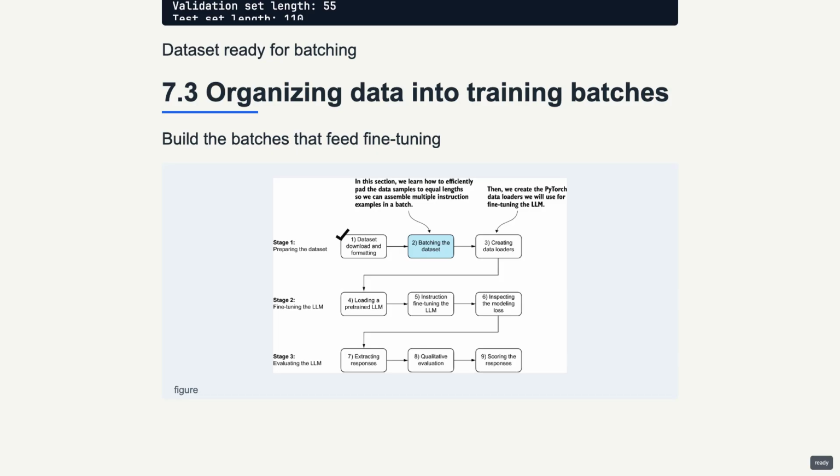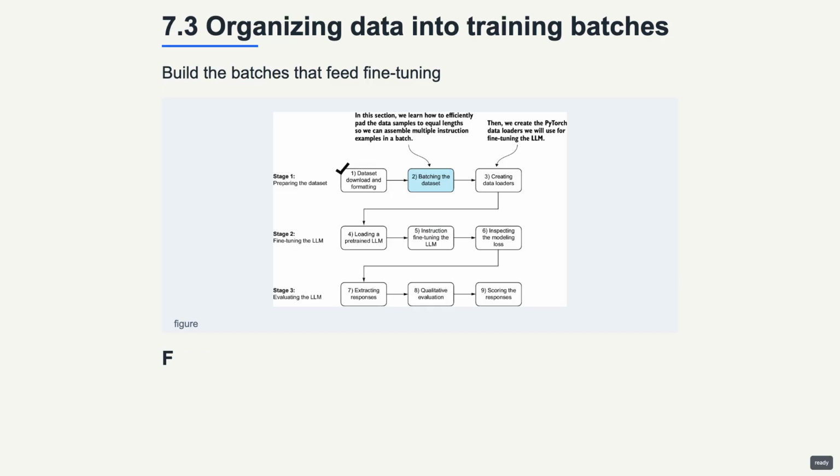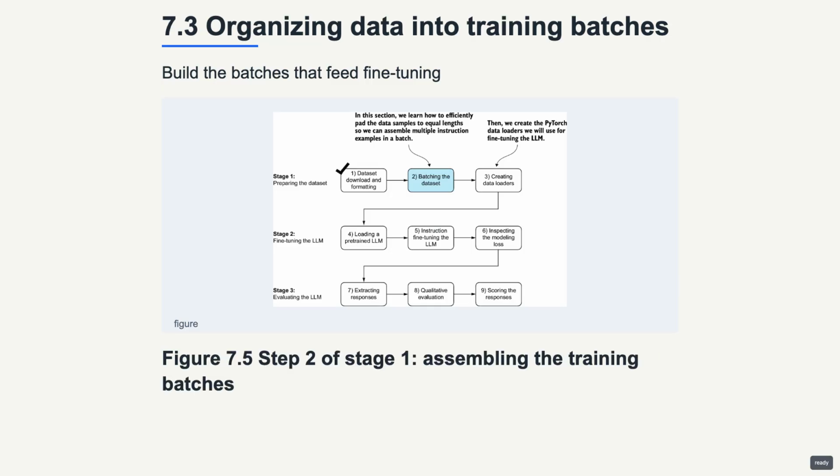The diagram separates the process into stages so the data flow stays clear. Focus on where formatting ends and batching begins, because that boundary determines how the dataset will be turned into model-ready tensors. Step 2 is where the pre-processed examples start becoming actual training batches. That matters because the model learns from grouped sequences, not from isolated text strings.